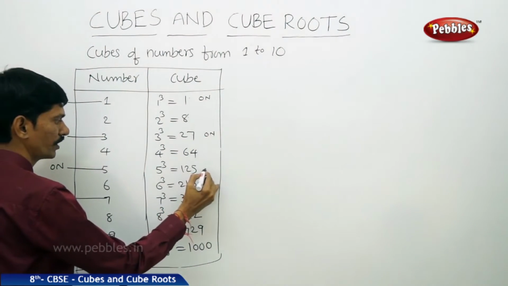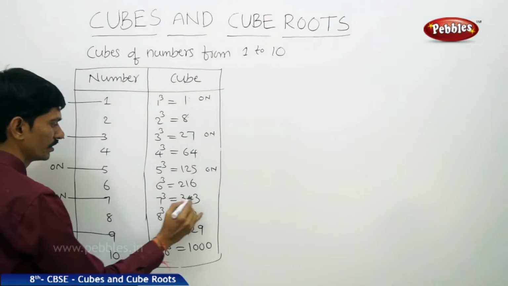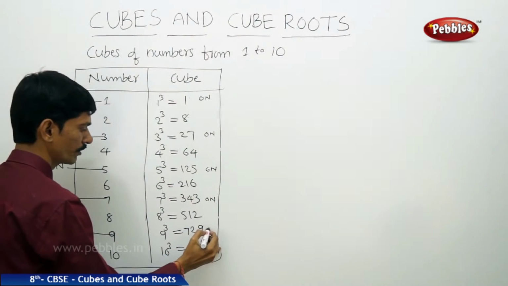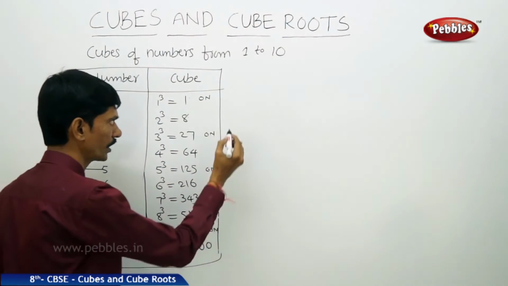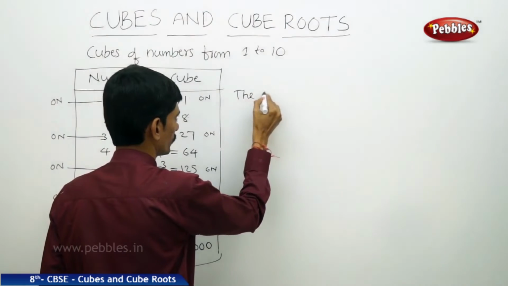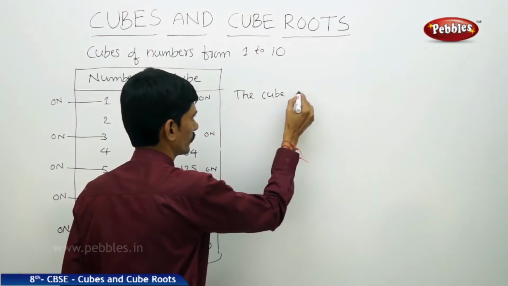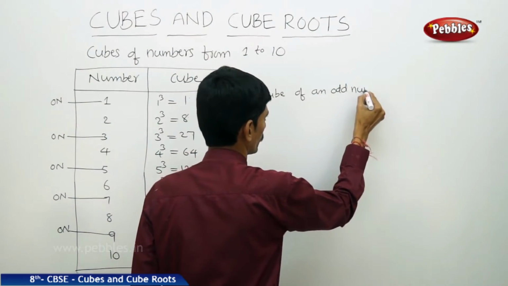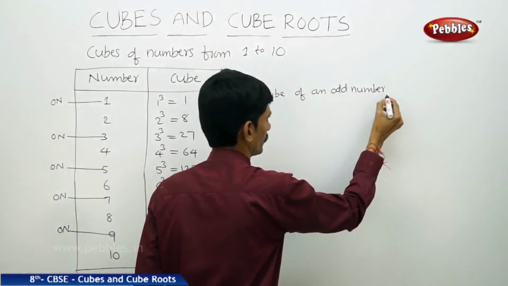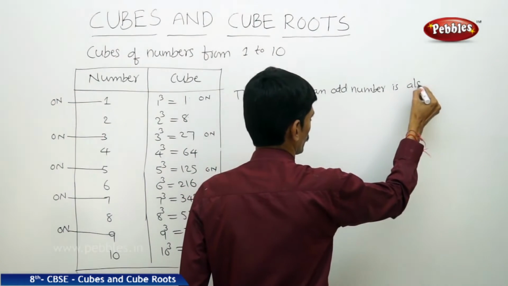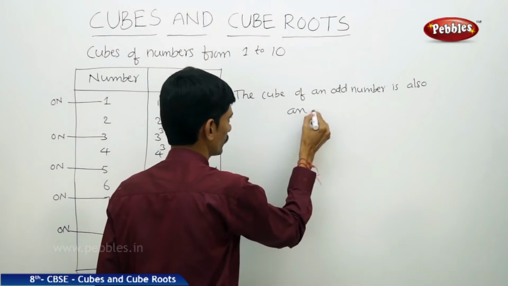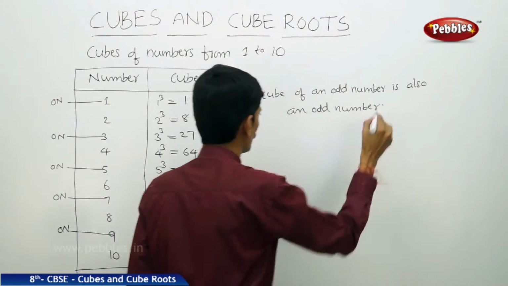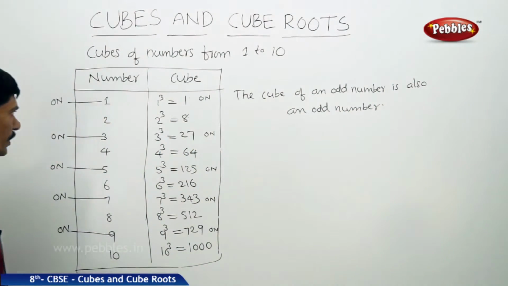5 cube 125 also odd number. Next 7 cube 343 is odd number, and 9 cube 729 also odd number. So we can write that the cube of an odd number is also an odd number. Now what about the cubes of even natural numbers?